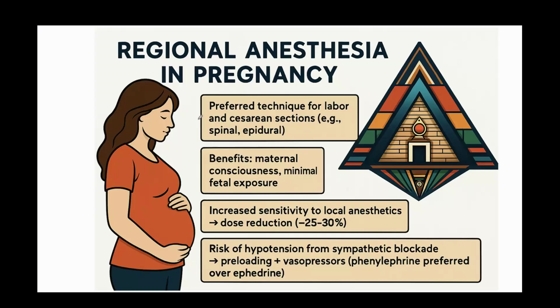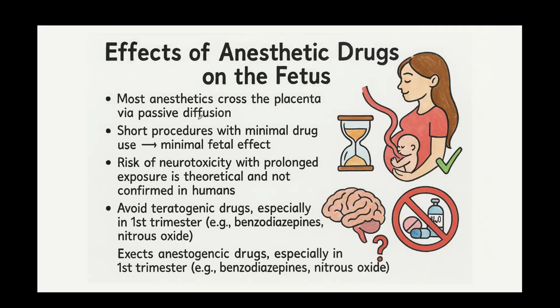Regional anesthesia in pregnancy is the gold standard, the preferred technique for labor and cesarean section. You can also use combined spinal-epidural. Benefits: the mother stays conscious, minimal fetal exposure, and there is increased sensitivity to local anesthetic, so you need to reduce the dose by 25 to 30%. But there is an increased risk of hypotension due to the sympathetic block, so increase the preload and use a vasopressor, phenylephrine preferred over ephedrine.